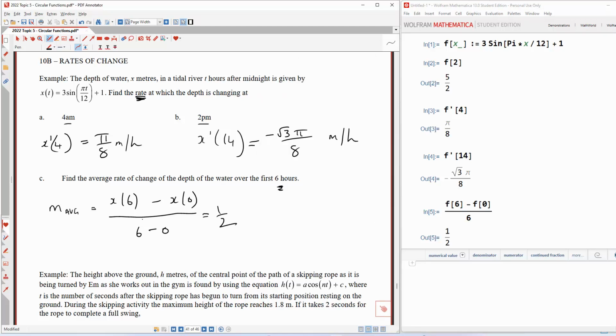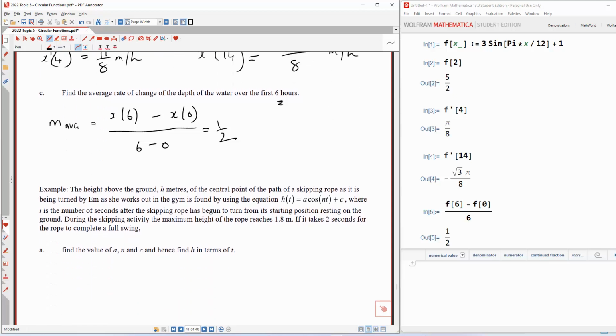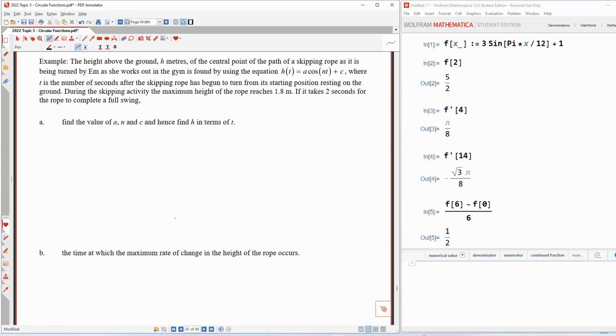Alright, so again, just use function notation as much as possible in your working out, and then just get Mathematica to do the hard work for you. Alright, the height above the ground, h meters, of the central point of the path of a skipping rope as it's being turned by m as she works out in the gym is found by this equation here, where t is the number of seconds after the skipping rope has begun to turn from its starting position, resting on the ground. During the skipping activity, the maximum height of the rope reaches 1.8 meters and takes 2 seconds.